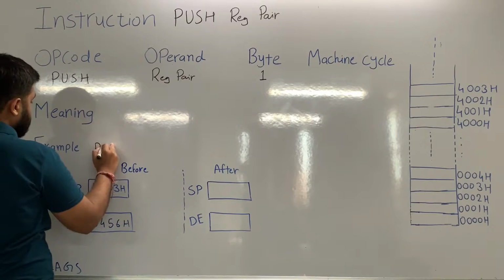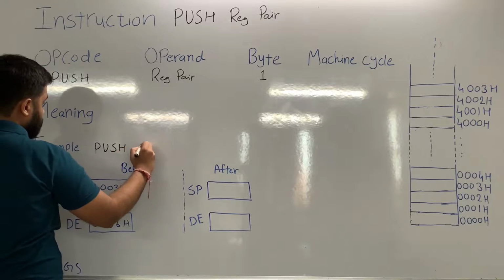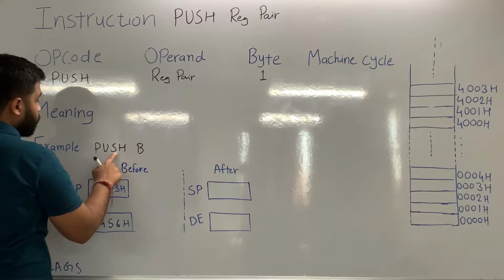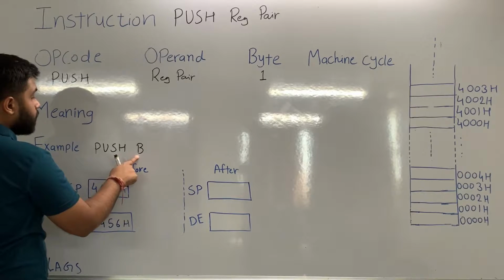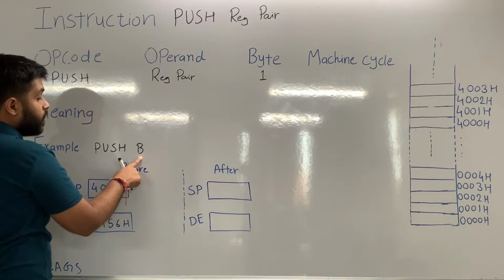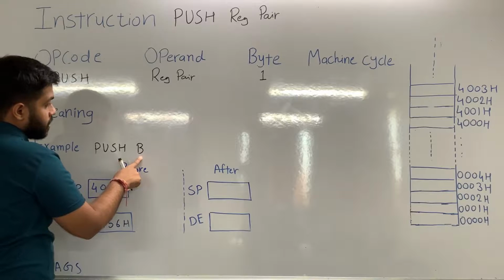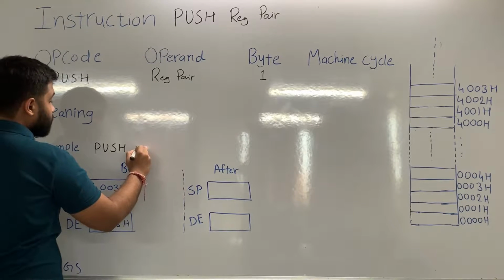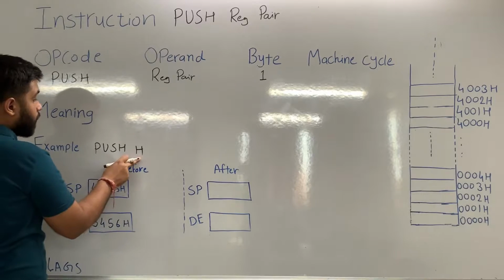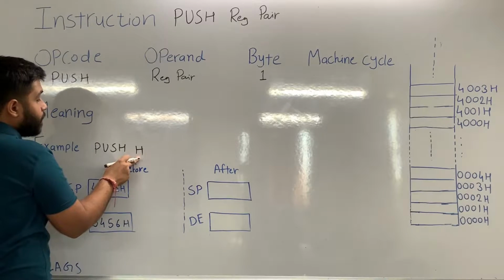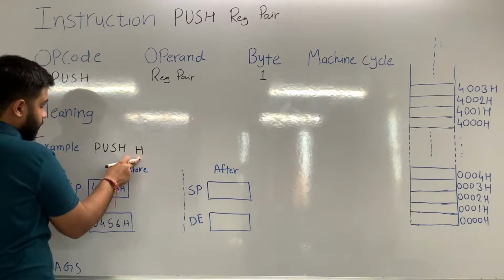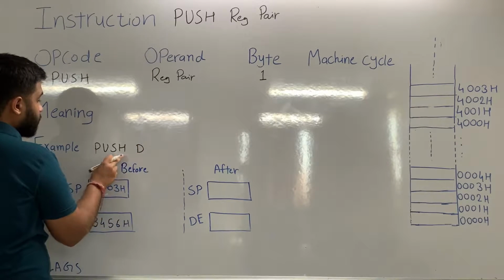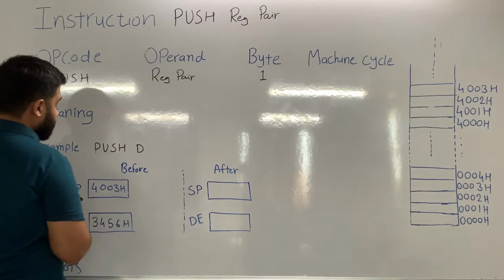The example is push B. So when this instruction is executed, push B, it means the content of BC pair will be stored in the stack. You can also write push H, it means the content of HL pair will be stored in the stack. Or you can also write push D, it means content of DE pair will be stored in the stack.